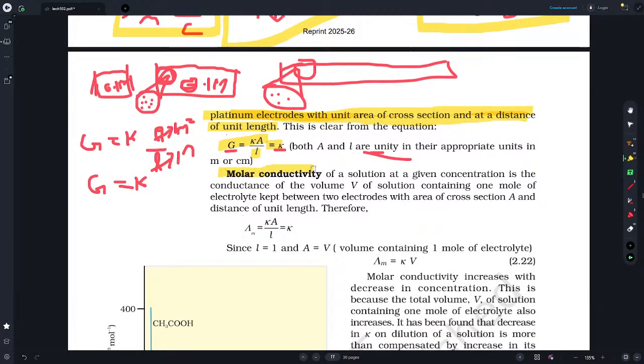Molar conductivity of a solution at a given concentration is the conductance of the volume V of solution containing 1 mole of electrolyte kept between two electrodes with area of cross section A and distance of unit length. Therefore, molar conductivity lambda m equals kappa A by L. Basically, let's read it again. We know that molar conductivity lambda m equals conductivity per concentration. This is the definition.